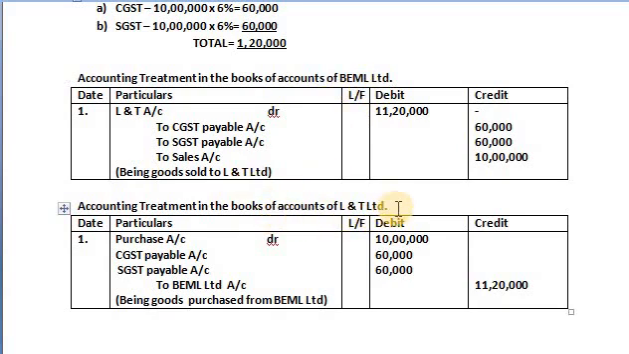Now in the books of L&T Limited. For them, all the expenses and everything else that is there, they have to write.